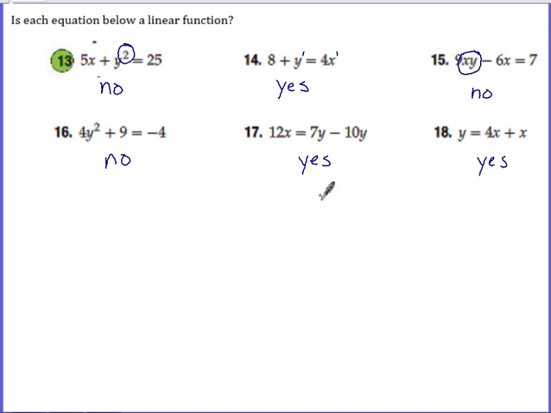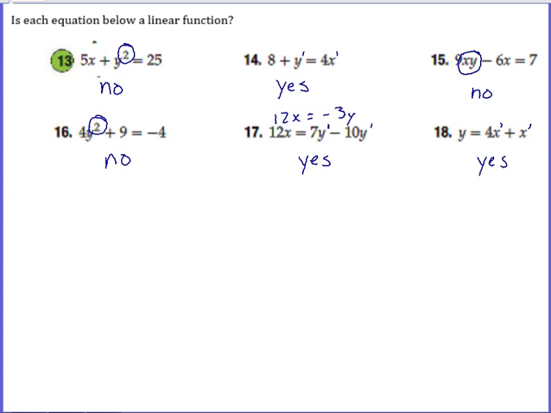Should be no, yes, yes. We have squared here, that makes it no. Here, even though we have 2 y's over here, that's okay because these are like terms, right? And they both have an exponent of 1. We could put them together and make this 12x equals 7 minus 10, which would be negative 3y, and that's linear. Same thing here. We have 2 x's, but they both have an exponent of 1, so they meet our definition for a linear function.